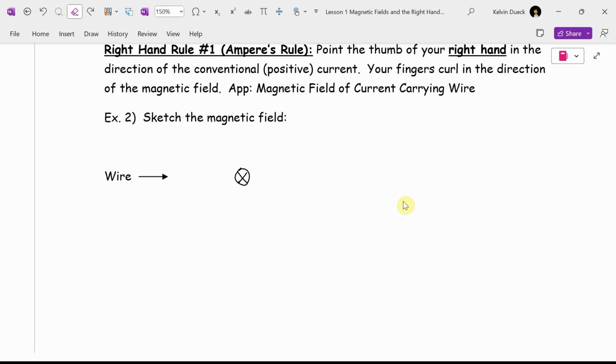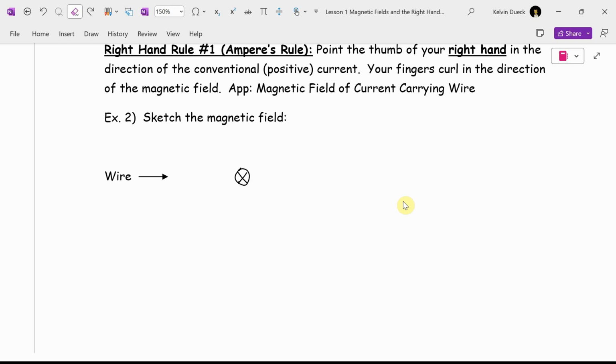So you're going to point your right thumb in the direction of the current. I'll model it up here. What direction is the current going? All of you should be pointing your right thumbs like this. They should be pointing towards the front of the room because that's into the page. What direction is the magnetic field pointing above the wire? To the right. What about to the right of the wire? Straight down. What about underneath the wire? To the left. What about to the left of the wire?